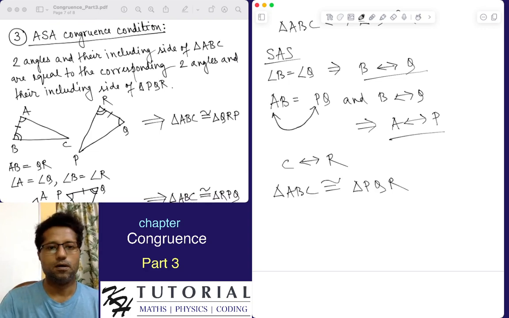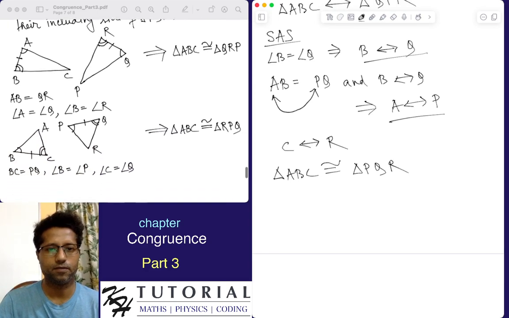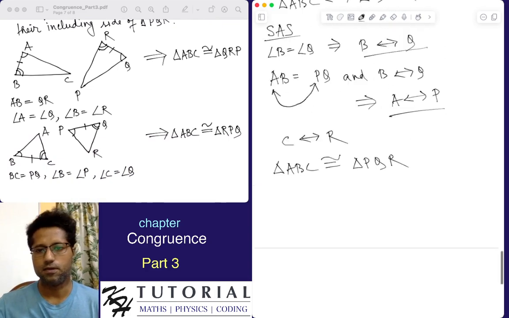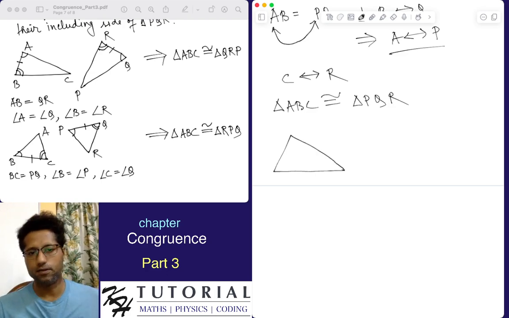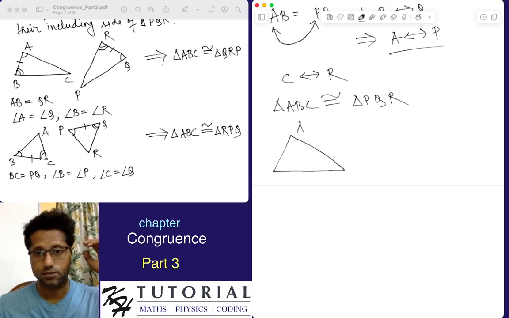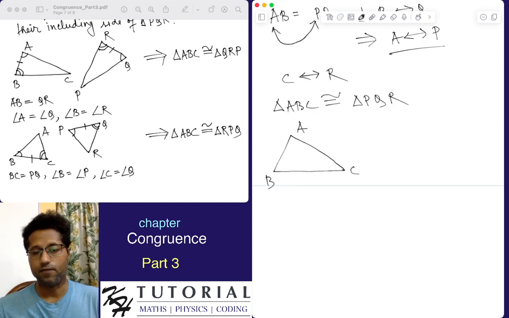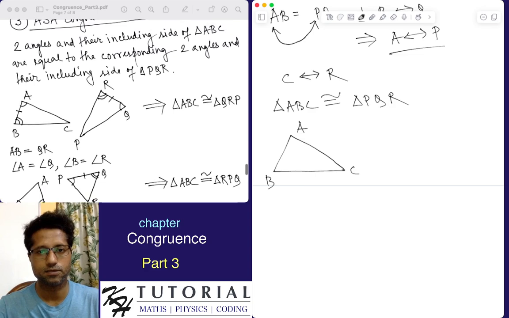So you can follow the notes and verify. I have given two examples. Now, in a triangle, what are two angles and their included side? Let's consider the triangle ABC. Sorry, it is about two angles and one side.